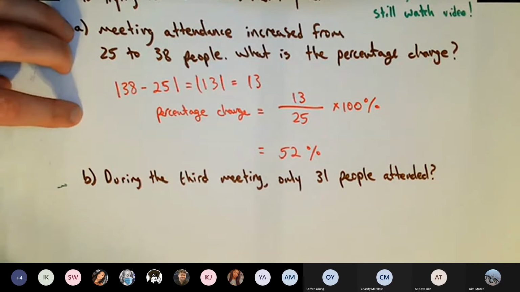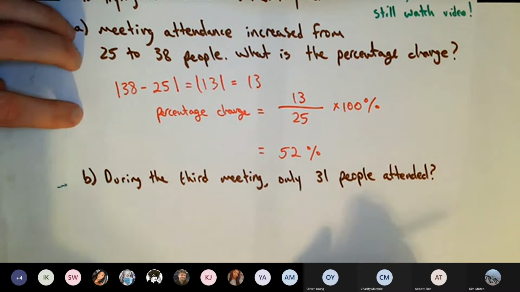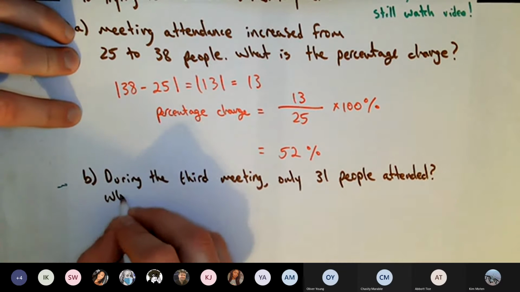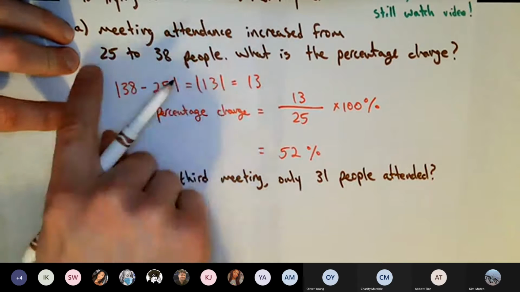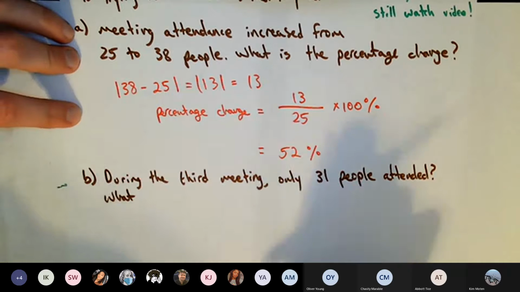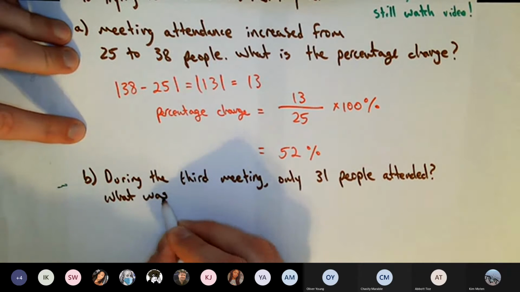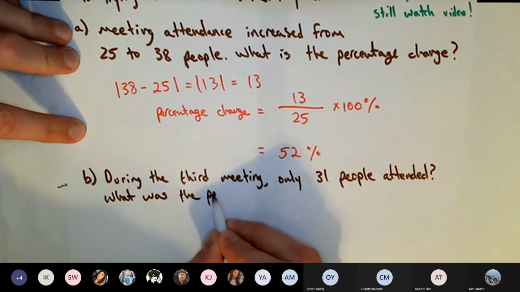Okay, during the third meeting, only 31 people attended. What was the percentage change from the second meeting to the third? Now that we have more than two meetings going on, more than two quantities, we're going to have to be very careful about what percentage change they're asking for. And they say specifically, what was the percentage change?